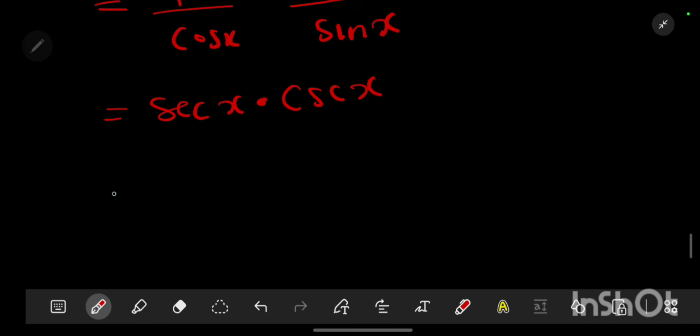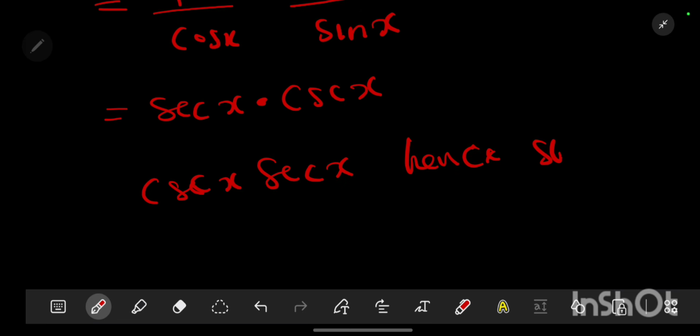Now just to write the way they have written, let's begin with this one: cosec of x times the sec of x. So this is the required answer, so we can say hence shown.